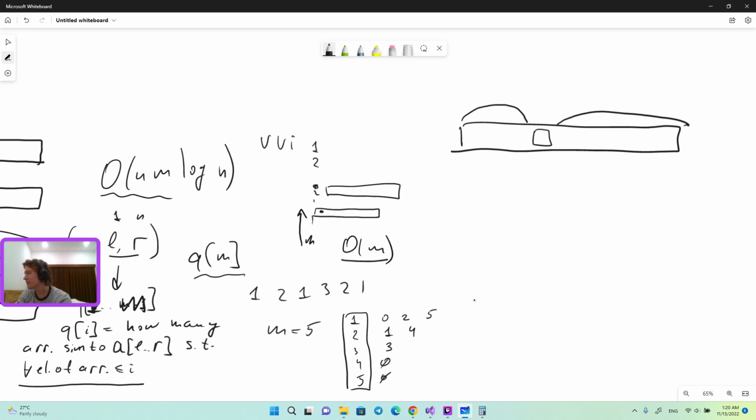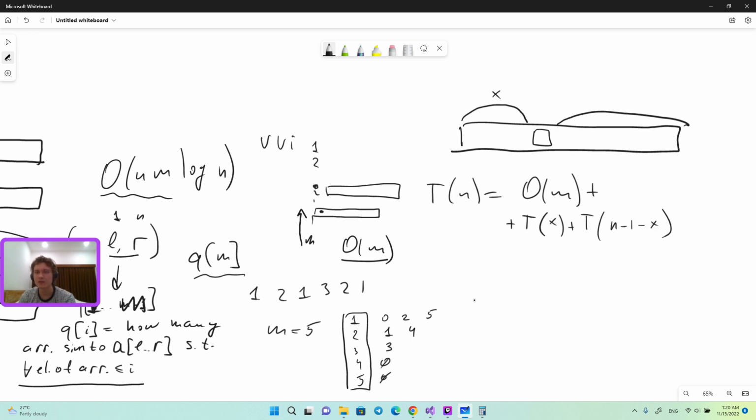And for this to happen, I need to use my auxiliary array. I will explain how I construct it later. For now, let's assume that it is done fast. So T(n) equals O(m) plus T(left part) plus T(right part). What do I do next?